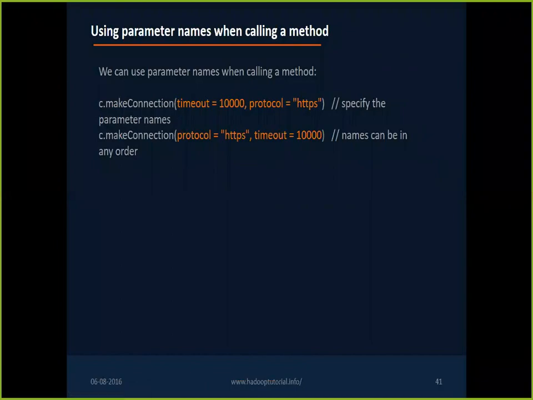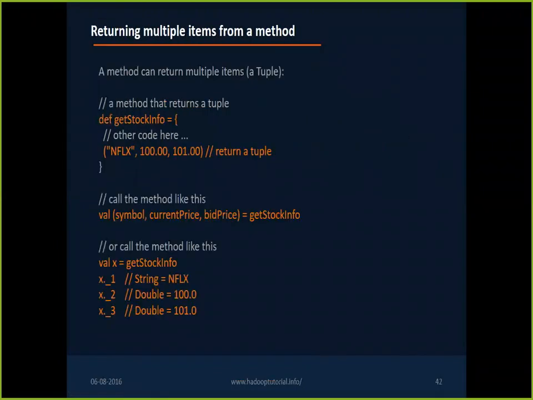Okay, this is another cool feature: returning multiple items from your method. By default, from your Java methods you can return one value max. If you want to return two values, we'll generally create a map and return that.